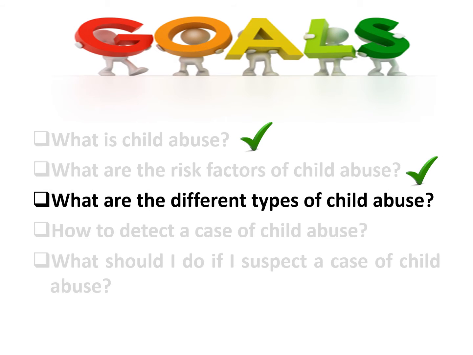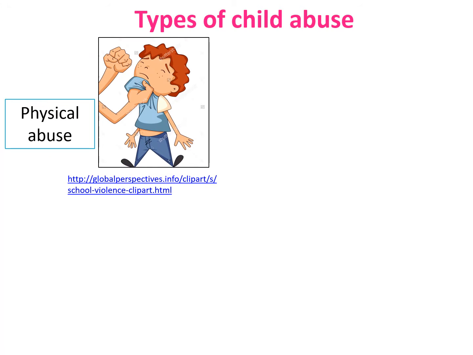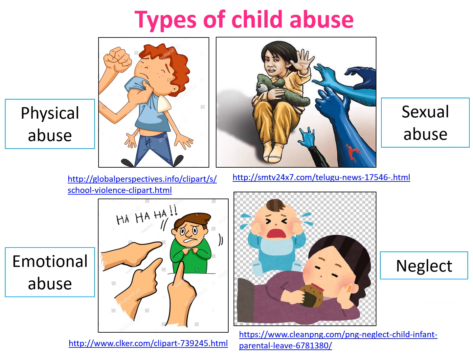The third goal is: what are the different types of child abuse? Actually we have four different types of child abuse. First, physical abuse, sexual abuse, emotional abuse, and neglect. These are the types of child abuse. We will start to discuss them, starting from emotional abuse and neglect, as they are difficult for the forensic physician or forensic pathologist to prove, as they have no solid evidence on the child.